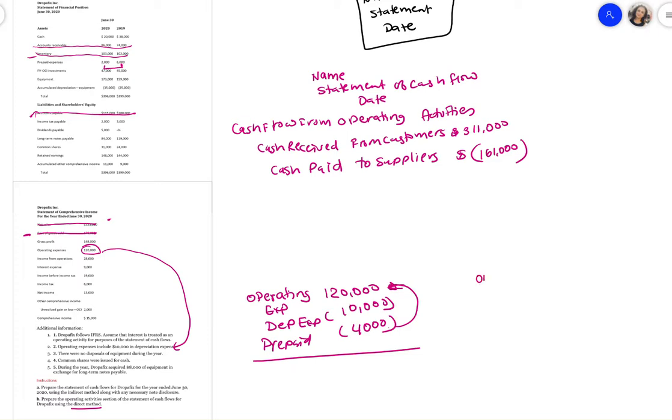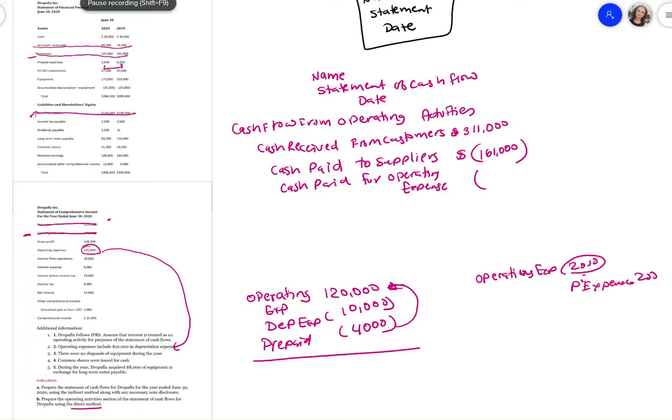If you think about it, the debit would be operating expenses and the credit would be prepaid expense. In this case, it will be a prepaid expense for the $2,000. Since this expense is non-cash, we need to adjust for it. We didn't pay cash for it. So cash paid for operating expenses is a minus: 120 minus the 10 gives you 110, minus the 4 gives you 106,000. So that's the cash we paid.